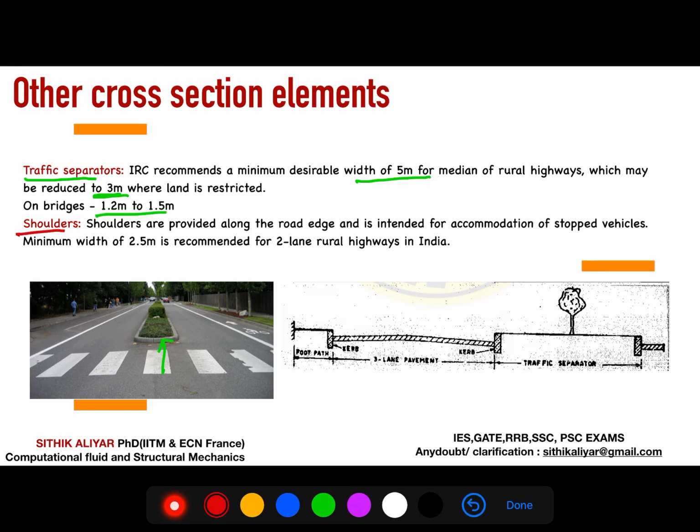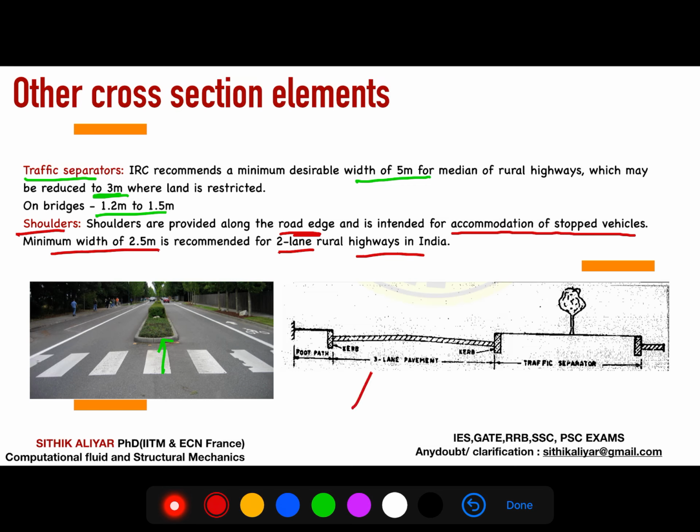Okay, so next, I have discussed what shoulders are already. So IRC is again suggesting minimum width of 2.5 meter for 2-lane rural highways in India. Okay, and also as I told you, shoulders are provided along the road edges, and they are intended for accommodation of the stopped vehicles, as we have discussed in the curb location.